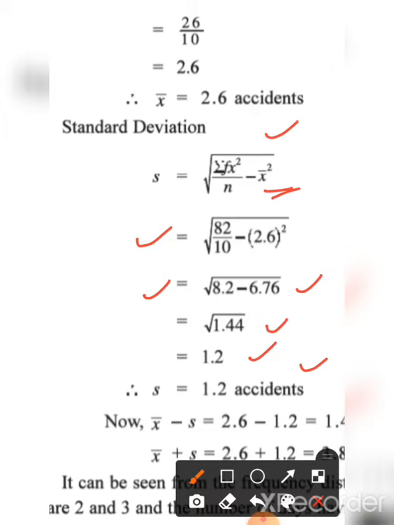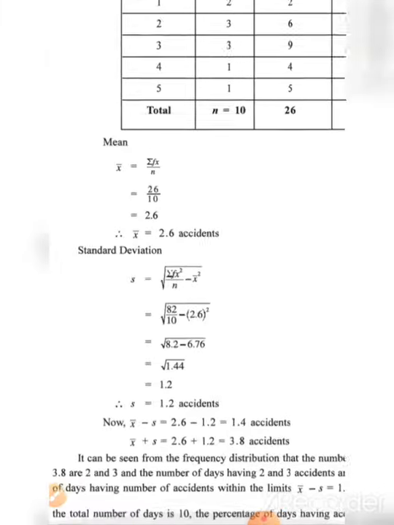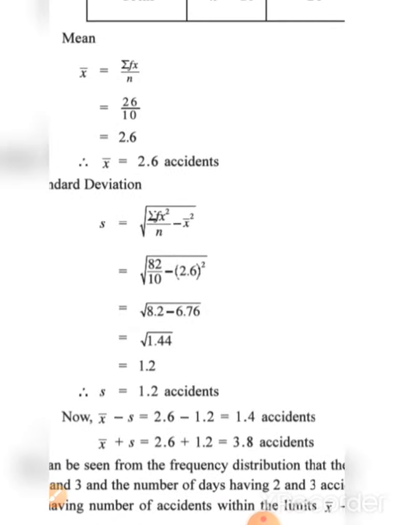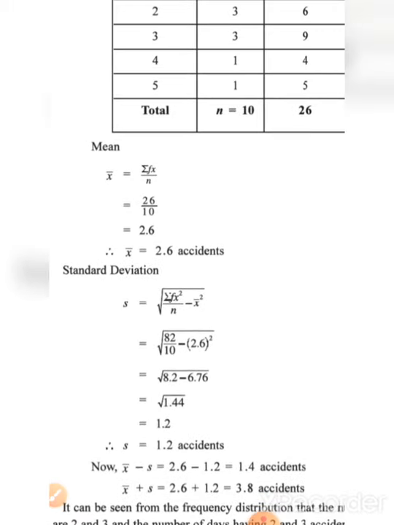But as you know, we wanted to find out the limits. So your limits with mean and standard deviation are x bar minus s and x bar plus s. As you will see below, you would find x bar and standard deviation. You are going to take the values from above, that is 2.6 minus 1.2 will give you 1.4 accidents, and x bar plus s, that's 2.6 plus 1.2, will give you 3.8 accidents.